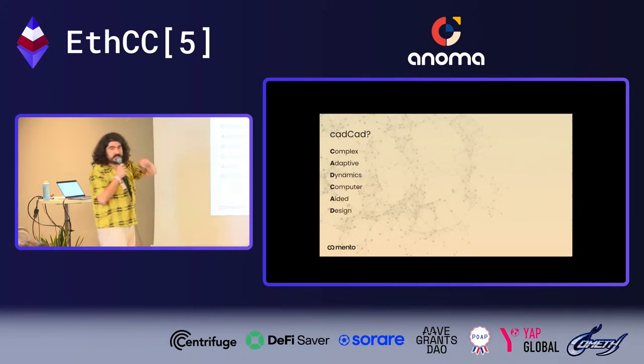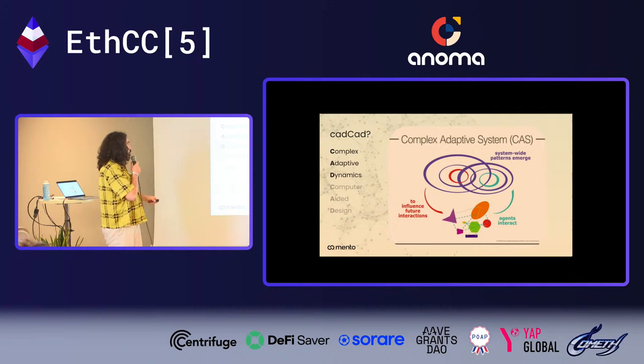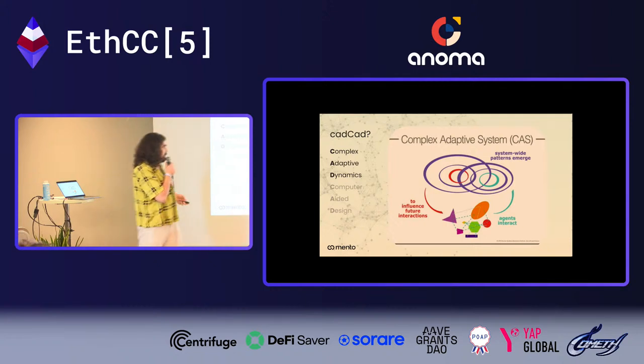So yeah, what does cadCAD stand for? It's this nice phrase: complex adaptive dynamics, computer-aided design. So complex adaptive dynamics, what's this? This is basically systems that have a form of feedback to them. That's how I'd like to think about them. It's a system in which things happen, and the things that happen, the agents interact, change the state of the system, and that keeps on feeding back into itself and growing.